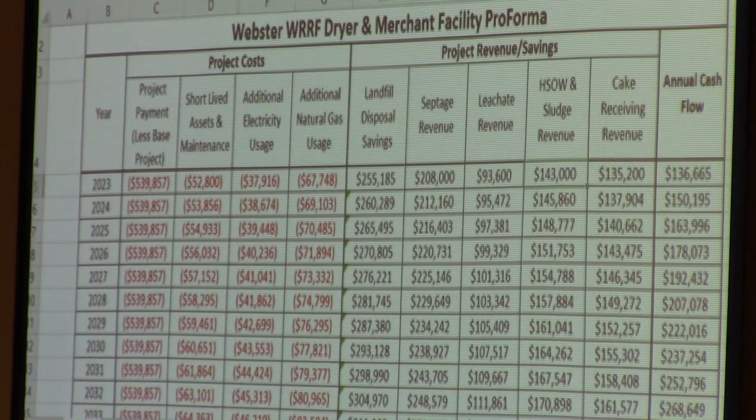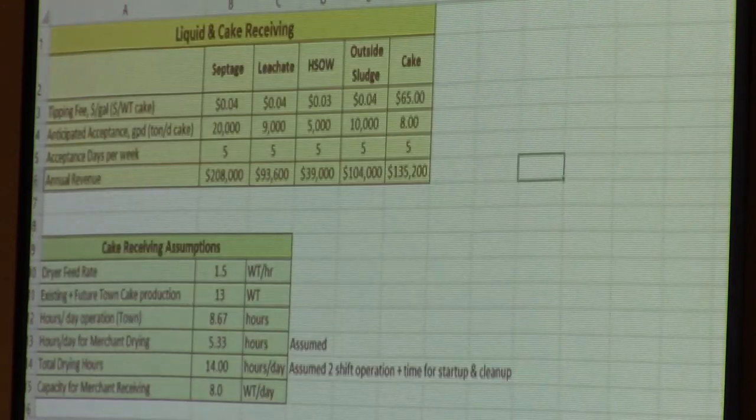Where do you get your numbers for septage revenue and leachate revenue? How do you arrive at those? Here they are right here. And they were historical, conservative historical. But again, I want to reiterate, it's off of what we can load those digesters at too.